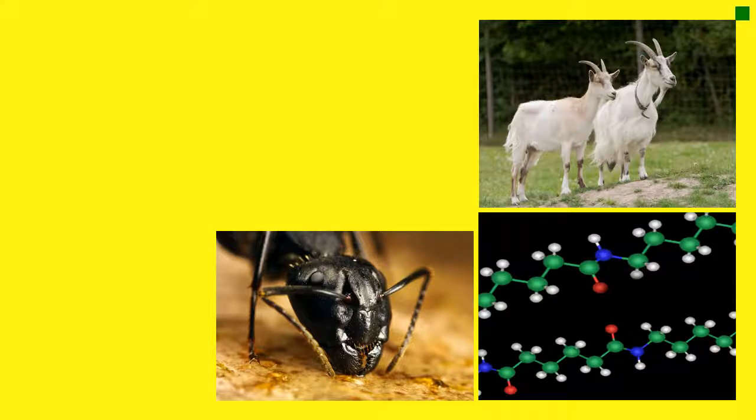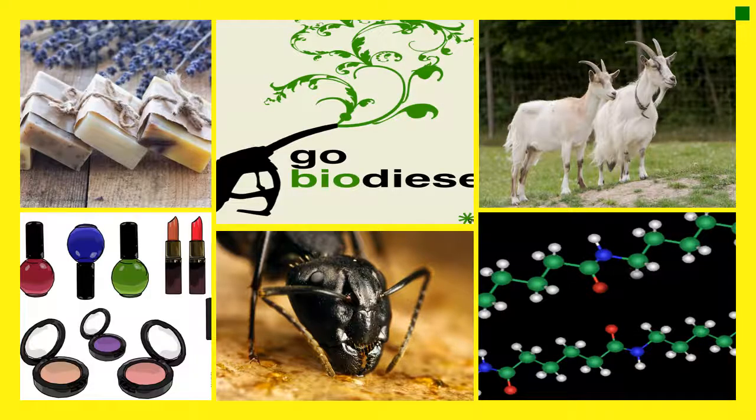Carboxylic acids occur naturally all over the place. For example, ant sting is methanoic acid. Have you ever smelt a goat? Well, goat smell comes from hexanoic acid. And you're very likely to be wearing now or soon some nylon. Nylon is a condensation polymer made from carboxylic acids. And here we have some soap, some cosmetics, and some biodiesel, all of which are made using carboxylic acids.